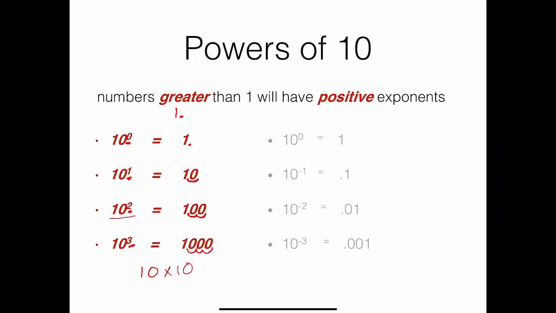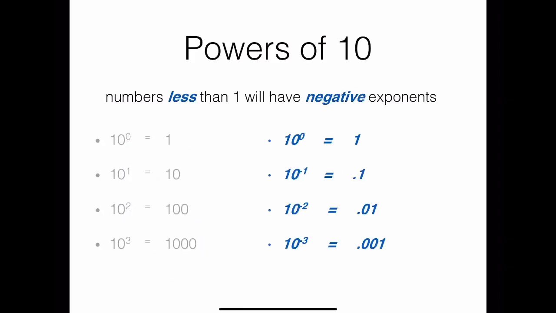Now, notice that all of these exponents are positive because the number is always getting bigger. Numbers greater than 1 have positive exponents. Numbers less than 1, or decimal numbers, will have negative exponents. So we see the same pattern here. 10 to the 0, anything to the 0 is 1.